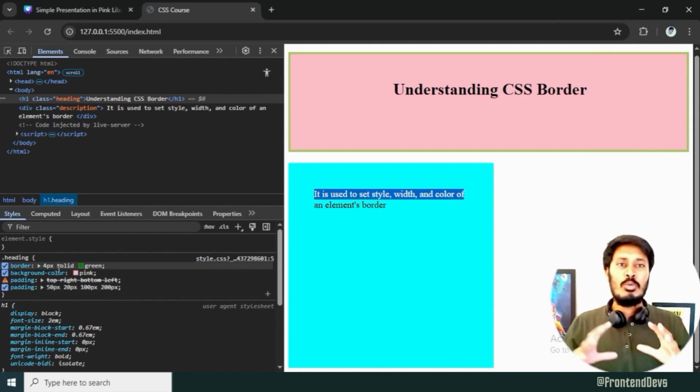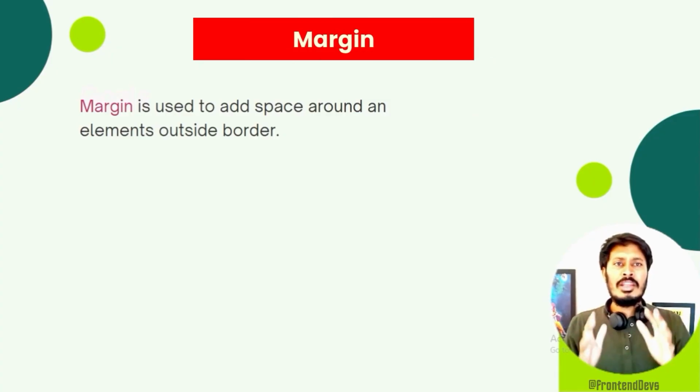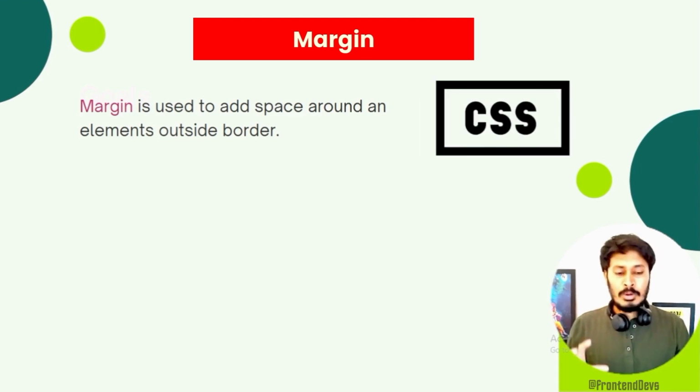And now let's move to the next important property, and that is margin. When we talk about the margin, it is very similar to padding. Padding is responsible for adding space around our element inside the border, and the margin is responsible for adding the space outside our border. If you look here, we have an element, then we have a border. The padding will add a space here and margin will add a space outside it.